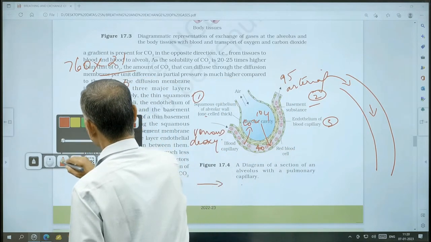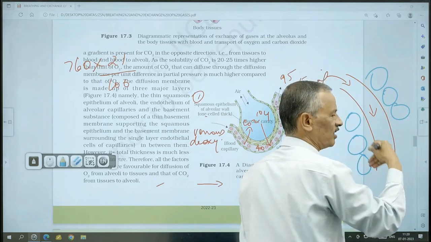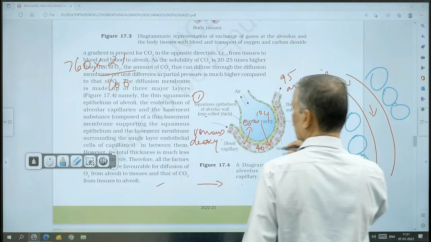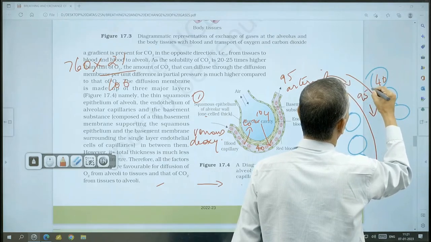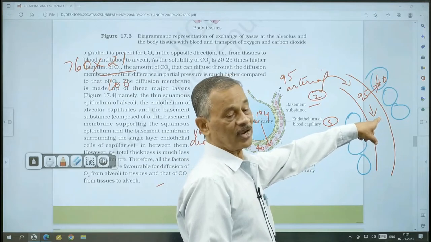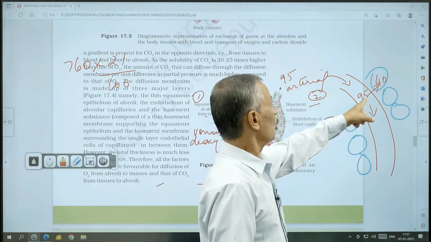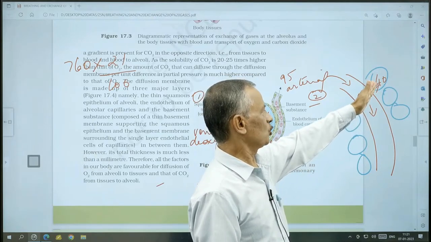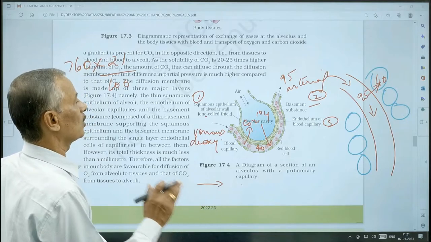In the tissues, what is the condition? You have more carbon dioxide and oxygen is continuously utilized. So the partial pressure of oxygen in the tissues is less. In blood, you have 95. In tissues, it is only 40. So from 95 to 40, exchange will take place because of that gradient. Remember, capillaries also have endothelium. The tissues have only a very thin cell wall, or actually cell membrane. So you have only a very small diffusion membrane through which oxygen will diffuse from the arterial blood to the tissues. Clear?